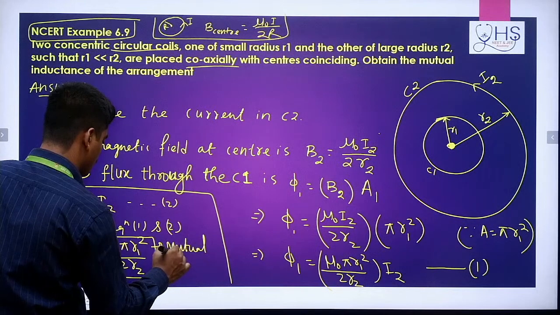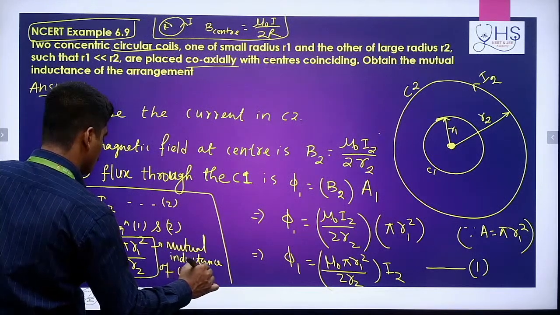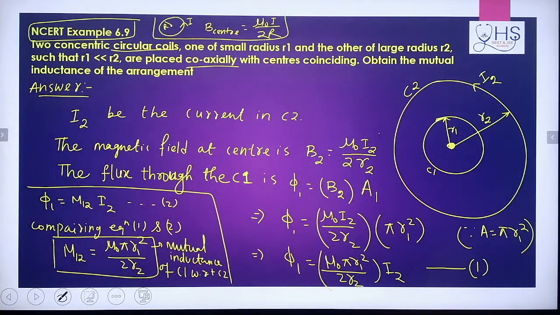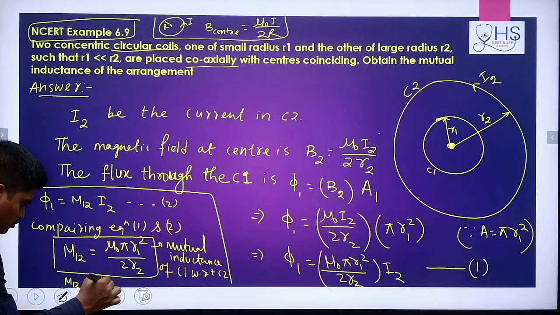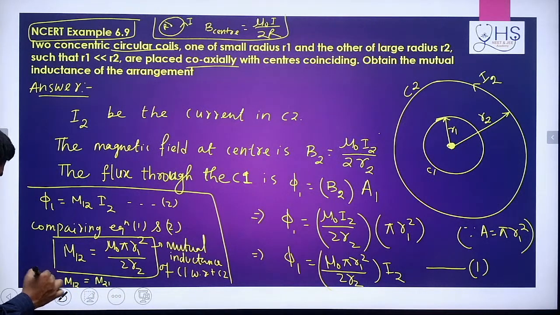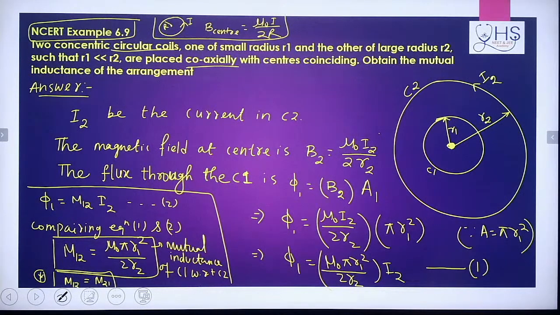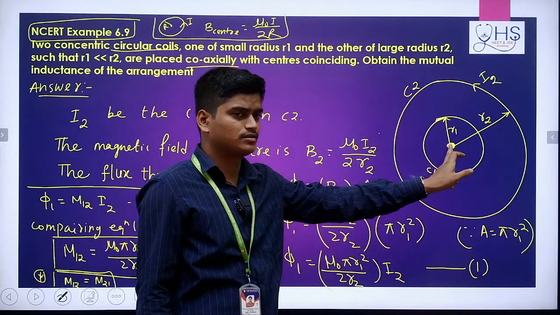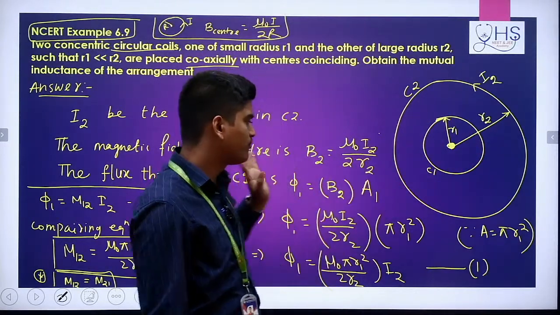Mutual inductance of coil 1 with respect to coil 2, or due to coil 2. And remember, M12 is equal to M21. Okay, that also remember. The similar way you can prove it. But remember, while solving this one, some consideration is also there. The magnetic field due to coil 2 at the center is actually uniform throughout the area of coil 1. That consideration we have taken.